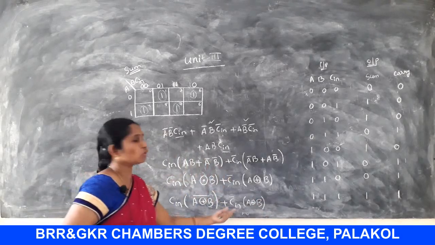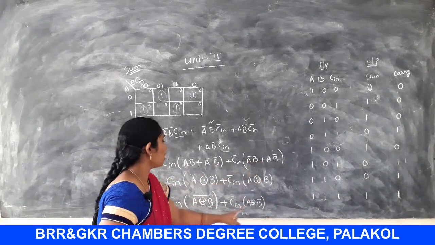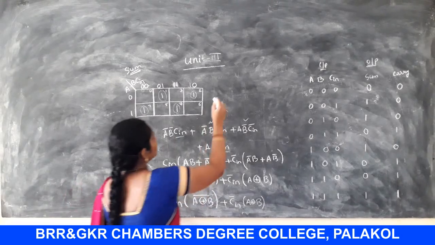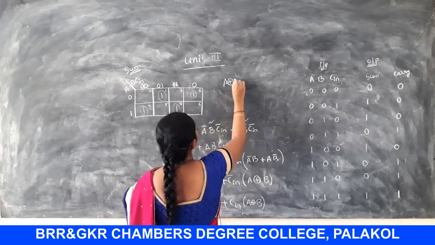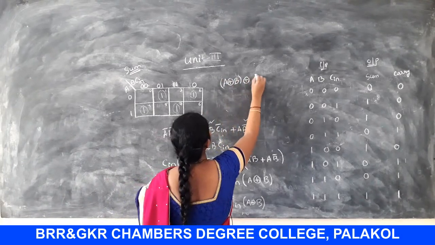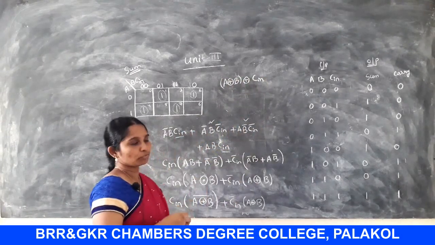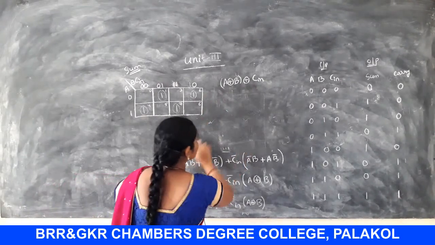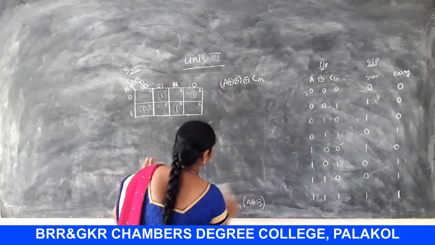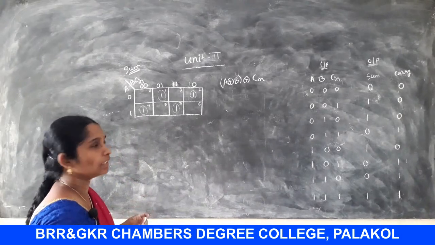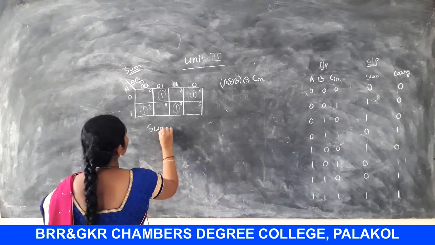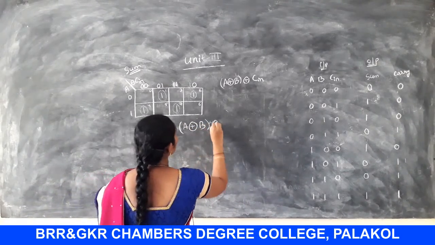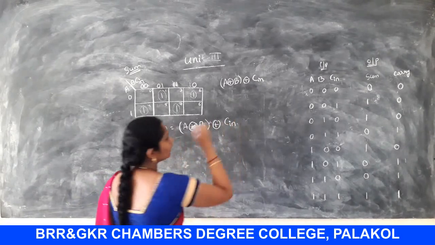So this expression is also like that, A bar B plus A B bar. Finally we have to write this expression as A XOR B XOR of C in. Therefore the final expression for sum is: sum is equal to A XOR B XOR of C in here.